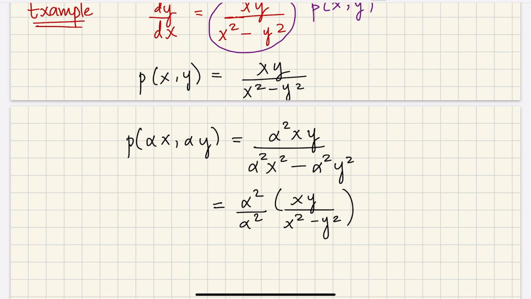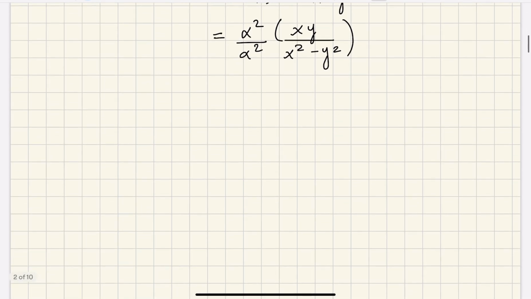All terms have the same total of x and y, which means the first term, total number of x and y is 2. 2 here, 2 here. By total number, I mean this is x times x, so that is 2. This is y times y, that is 2. This is x times y, that is 2. Okay, so we've checked that this is homogeneous.